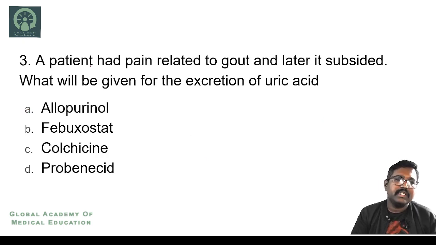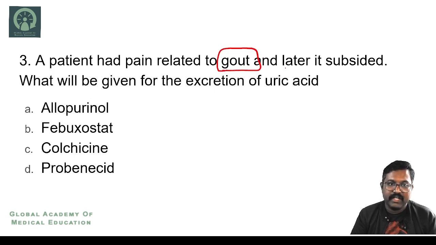Next, moving on to the third question: a patient had pain related to gout. Since the patient will have increased uric acid accumulation in gout, it leads to crystal formation, which causes the pain, and later it subsided. And what will be given for excretion of the uric acid? What are the drugs which can be given for excretion of the uric acid?